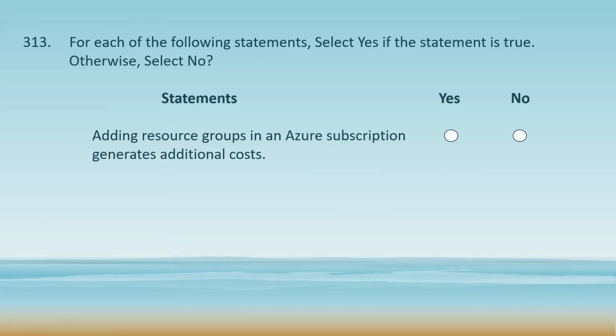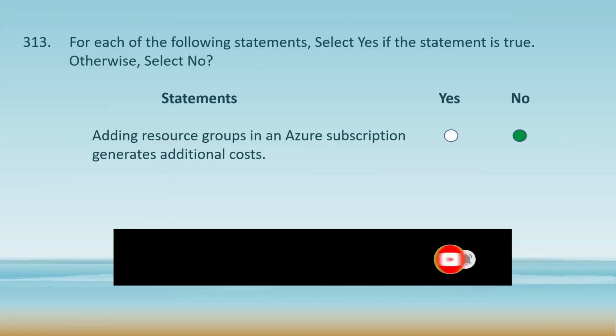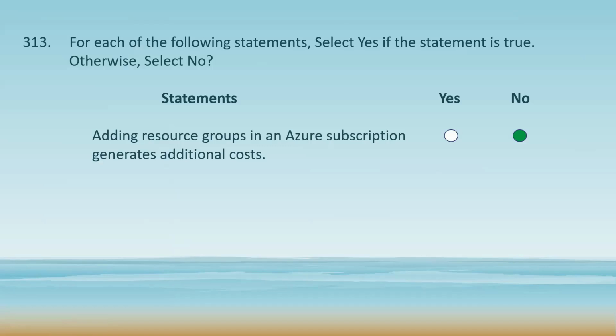The first statement is adding resource groups in an Azure subscription generates additional costs. And friends, this statement is incorrect. No matter how many resource groups you create in an Azure subscription, you do not incur any additional costs. Only the costs are incurred if you are trying to create resources within those resource groups.